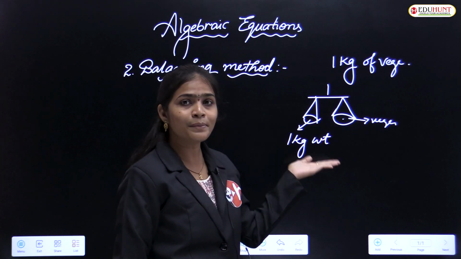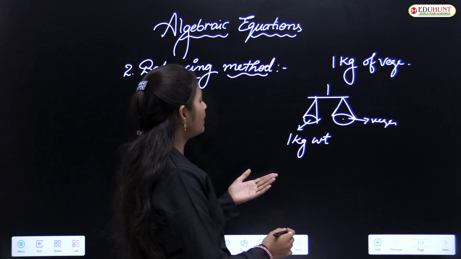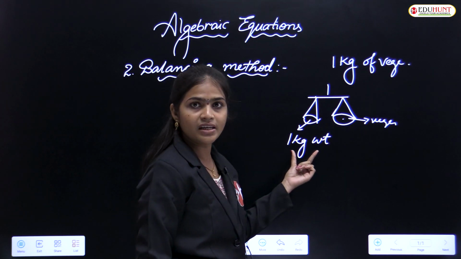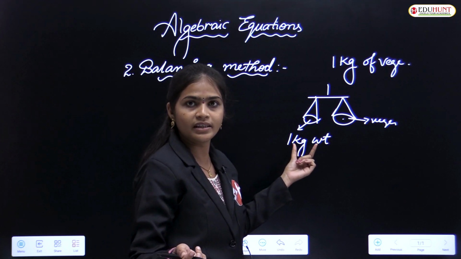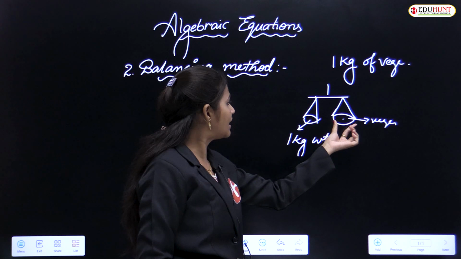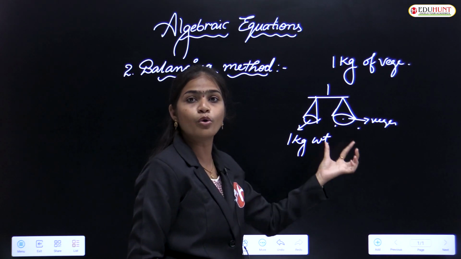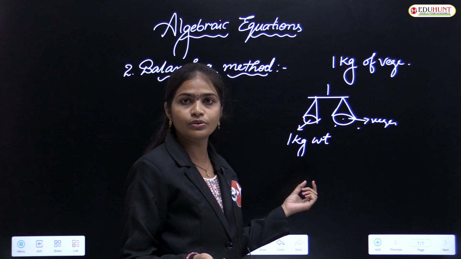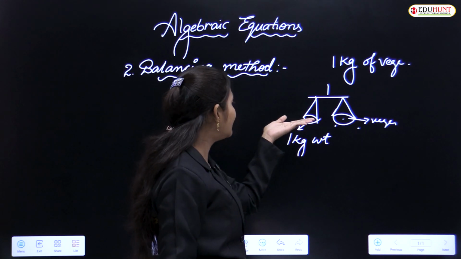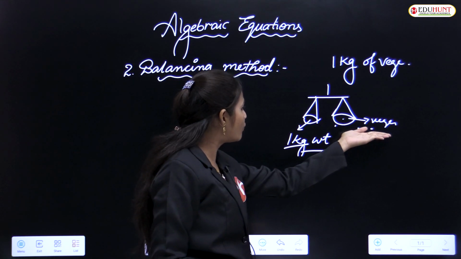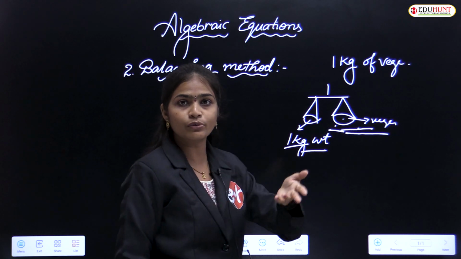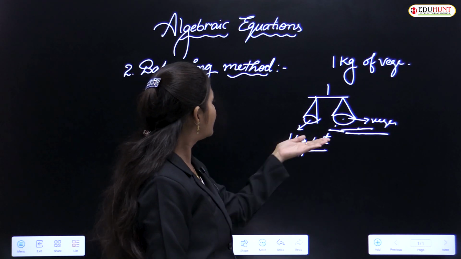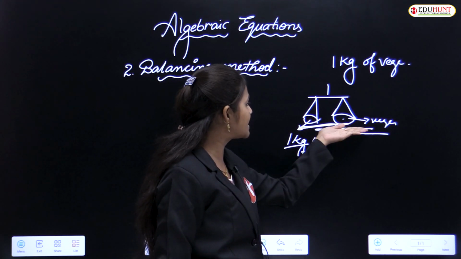Okay, so common balance means what? For example, if this weight is less than 1 kg, will you take that? You won't take that, right? If the weight of the vegetables is more than 1 kg, will the vendor give it to you? They will not give it to you, right? Exactly 1 kg weight equal to 1 kg of vegetables, then only you will take the vegetables, right? So these two weights exactly have to be the same.